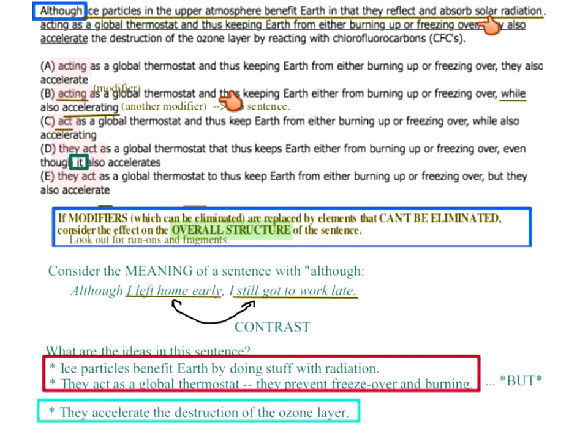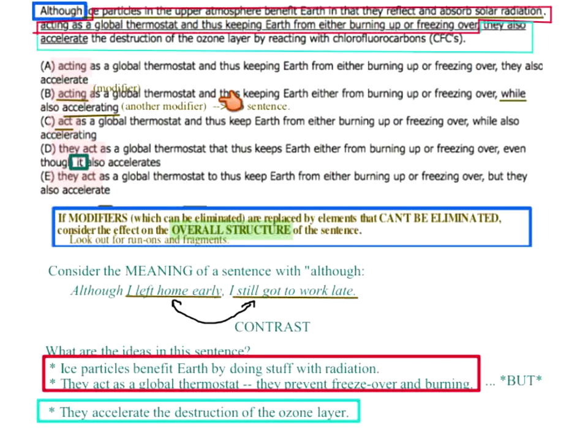So if you want to color match that, the red idea corresponds to this much of that sentence. And then the following sentence is the idea that's in that sort of aqua color, which is on the other side of the issue. Oh, look, there's something bad. Although I left home early, I got to work late. Although these things benefit Earth, they also accelerate the destruction of ozone.